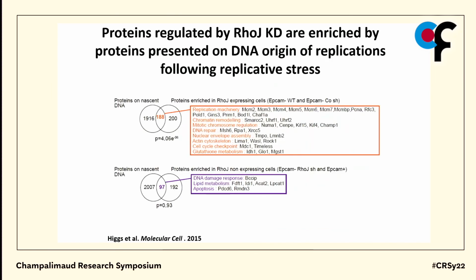And interestingly, when you check what those proteins are, we found that there was a huge amount of proteins regulated by Rho-G that are important on nascent DNA and upon replicative stress. And so this indicates that Rho-G may indeed be regulating the DNA damage response.